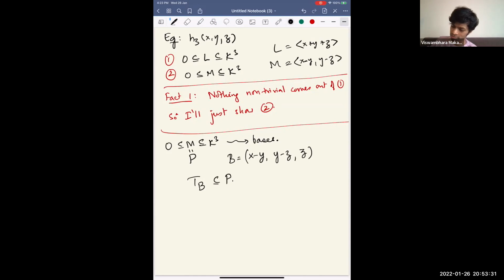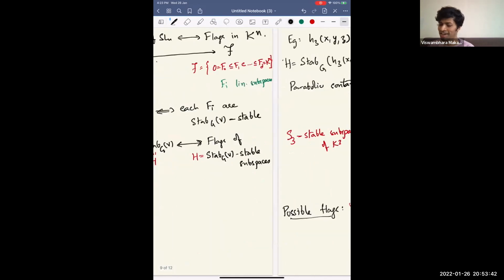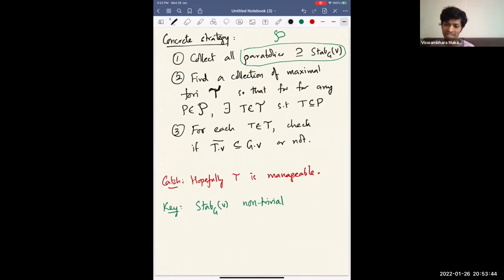Okay, so this you can check. Let me go back again to the strategy and see what's the last piece that you have to do. So we've identified a bunch of toruses, one for each flag maybe. So in this case, we've identified one torus. And then for this torus, I want to check what's happening with the orbit closure. So for example, is the orbit closed or not? Does something exist in the orbit closure with respect to this torus, right?